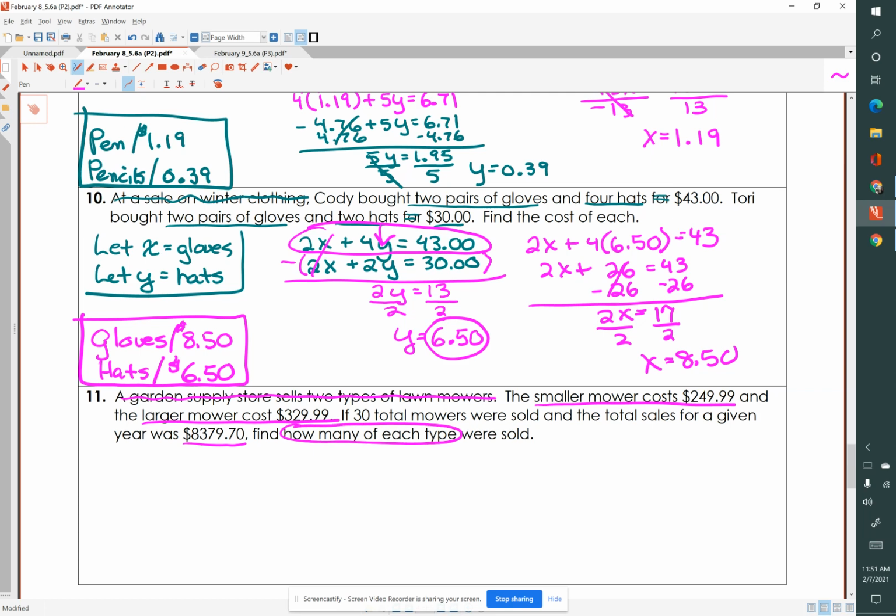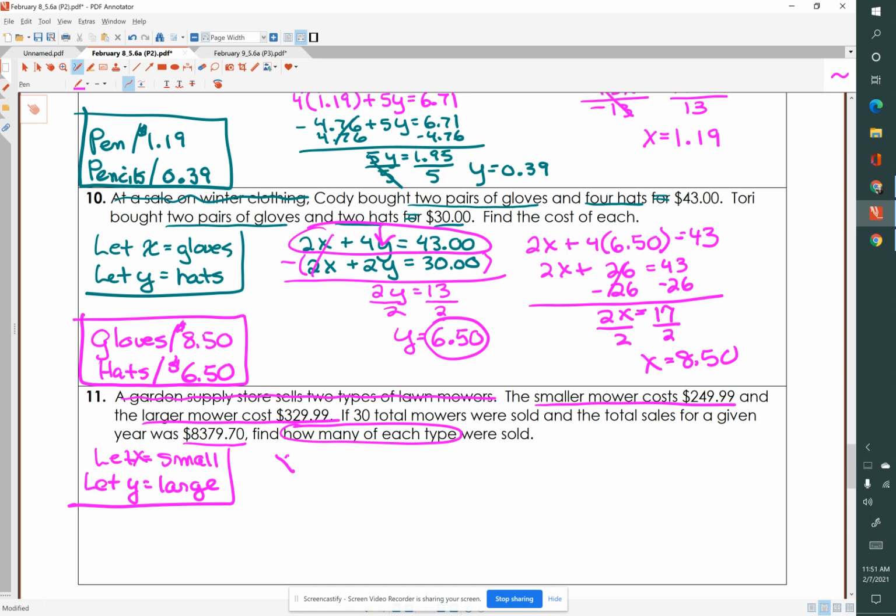This is a different problem from the ones we've been solving. The method will be the same, but it's a slightly different type of problem. First, as always, we define our x value or our y value, so we need an x box. So let x equal the small lawnmowers, and let y equal the large lawnmowers. So what do we know? We know that a total of 30 were sold.